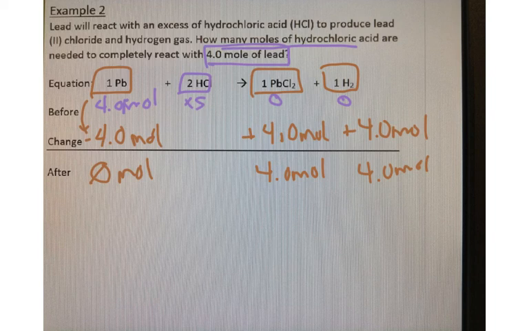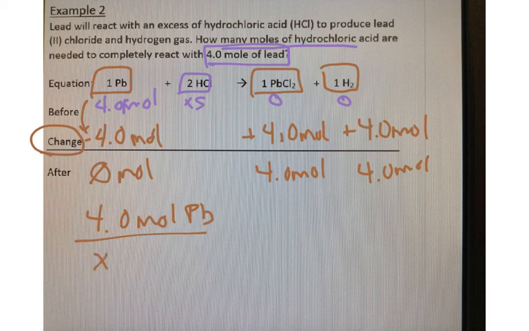All right, so now I'm going to try to answer the question, which is about the moles of hydrochloric acid. So in order to do this, I'm going to need to set up a molar ratio using that change component. So I've got 4.0 moles of lead, and I want to figure out, if I lost 4 moles of lead, what would my change of hydrochloric acid be?